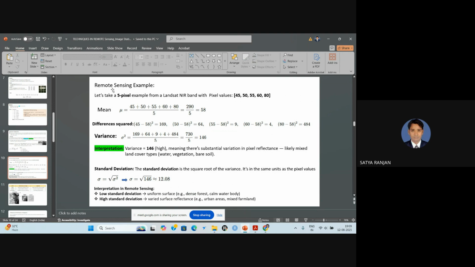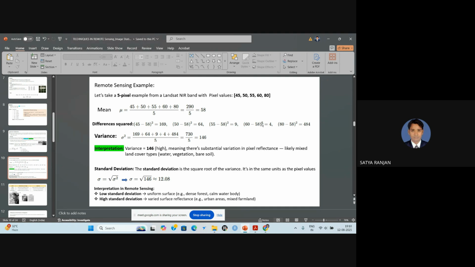Then one example: let's take a 5 pixel example of Landsat in the near infrared band with pixel values 45, 50, 55, 60, 80. Then the mean mu is equal to 58. So the mean of these pixels is 58. Then the squared difference: 45 minus the mean, squared, is 169. Then 50 minus 58 squared is 64. 55 minus 58 squared is 9. 60 minus 58 squared is 4.